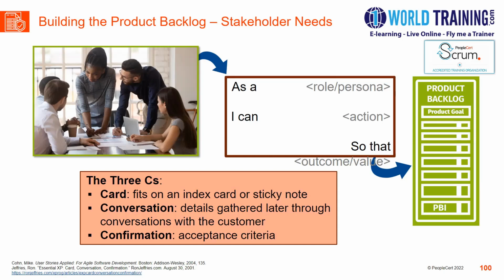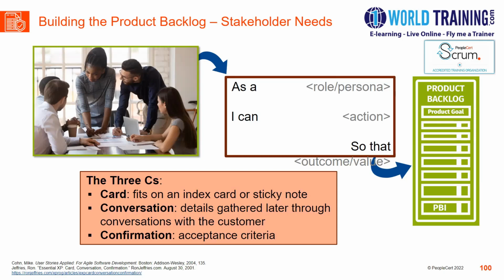So the card that is created represents the first of the three C's, which were identified by Ron Jeffries in his article Essential XP: card, conversation, and confirmation. The card serves as a reminder that further conversation and confirmation are needed. The card is the smallest piece, in which the essential information to represent the customer requirement is captured.